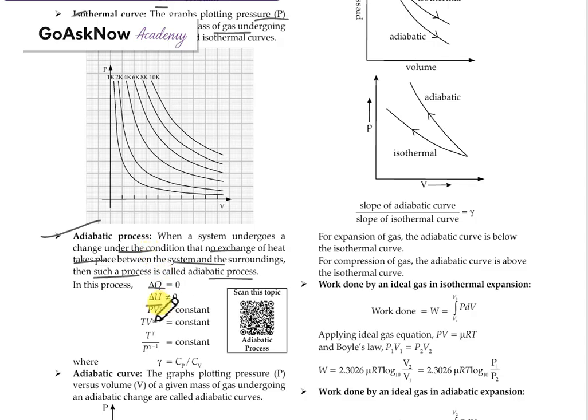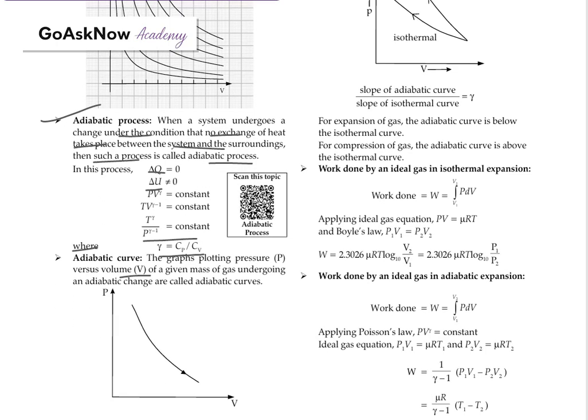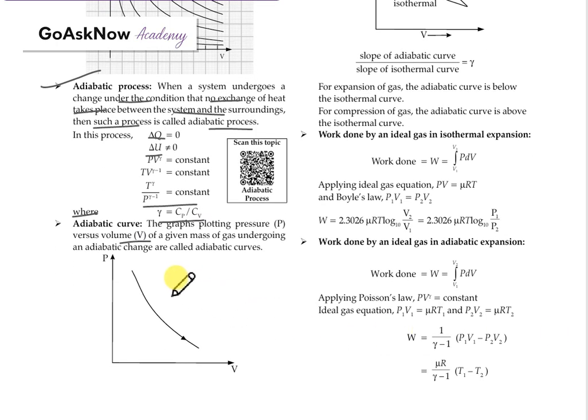Then PV^gamma is equal to constant, and TV^(gamma minus 1) is equal to constant, where gamma is equal to Cp upon Cv. This particular process is the adiabatic process. Mathematically, it looks like this. Now, adiabatic curve. The graph plotting pressure P versus volume V of a given mass of gas undergoing adiabatic changes is called an adiabatic curve. The curve will be like this.